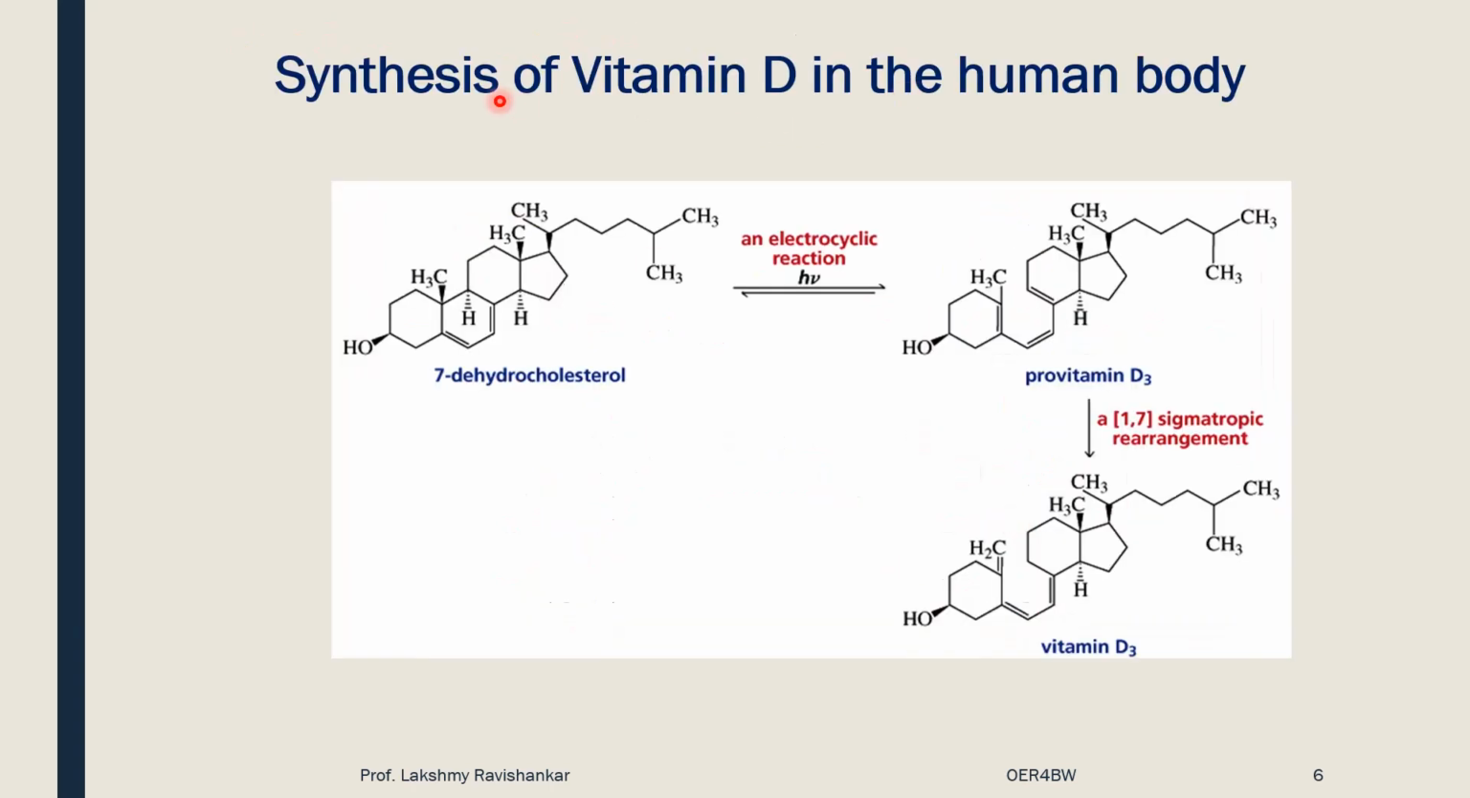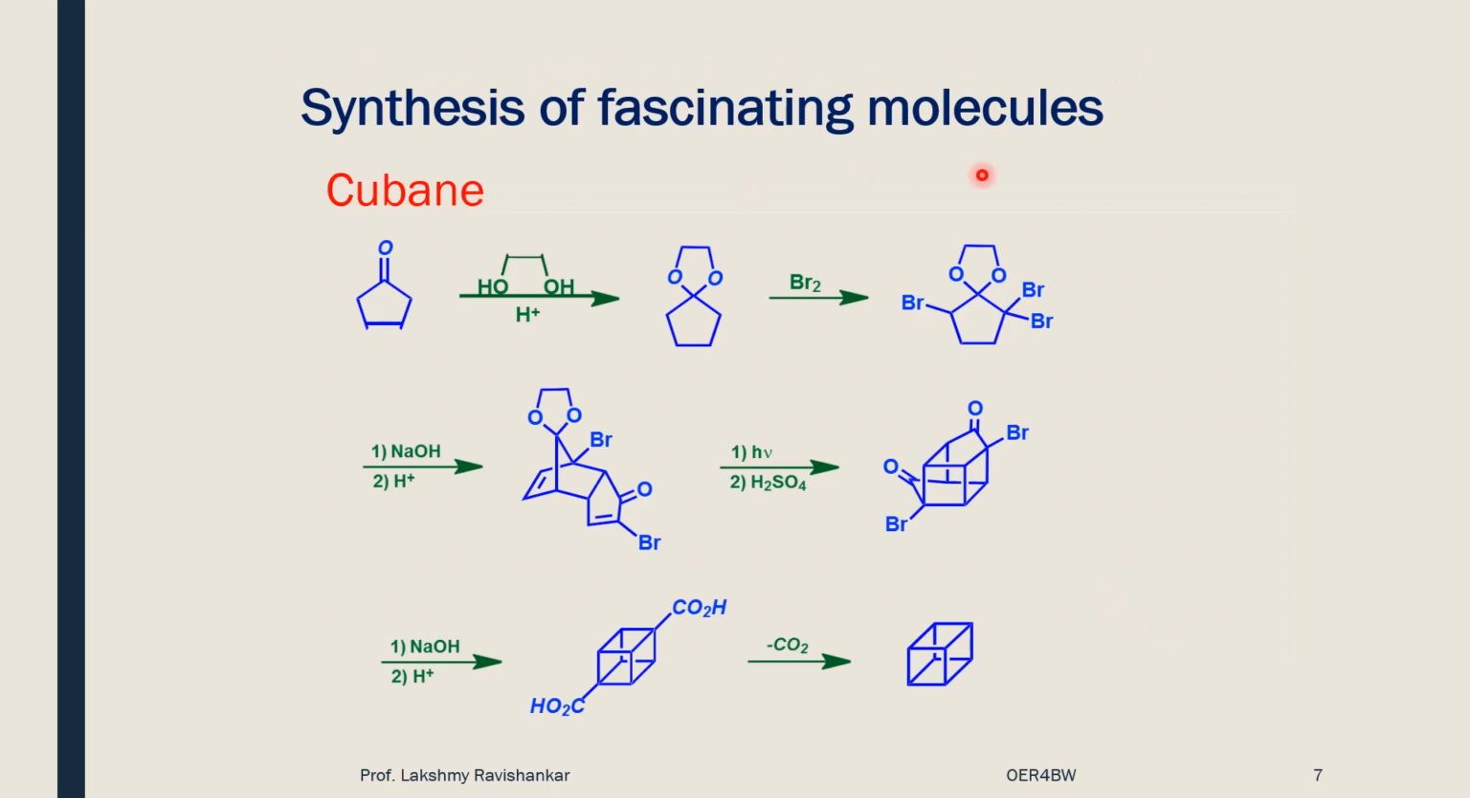We have already encountered the synthesis of vitamin D in the human body in the previous module on sigmatropic shift, and here we see that this is 7-dehydrocholesterol, which undergoes a ring opening, electrocyclic ring opening under photochemical conditions to give you provitamin D3, which undergoes a 1,7 sigmatropic rearrangement to give you vitamin D3. So the human body also makes use of pericyclic reactions for the synthesis of vitamin D. Fascinating molecules can be synthesized by means of pericyclic reactions.